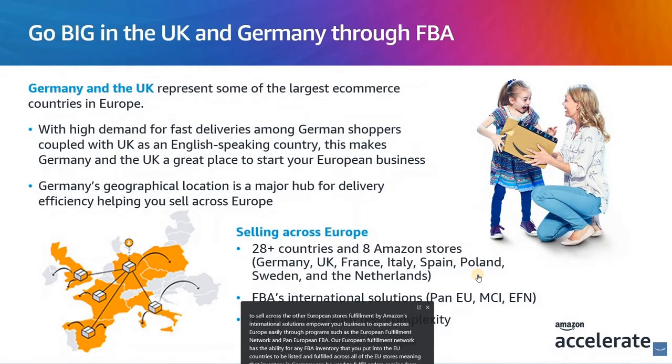Furthermore, when you enable the Pan-EU FBA program, you can ship all of your inventory to one country, such as Germany, and Amazon will use sales data to move your inventory across our European fulfillment centers for you, so that your products can be delivered even faster to your customers.